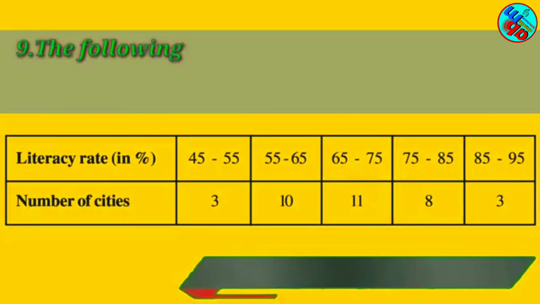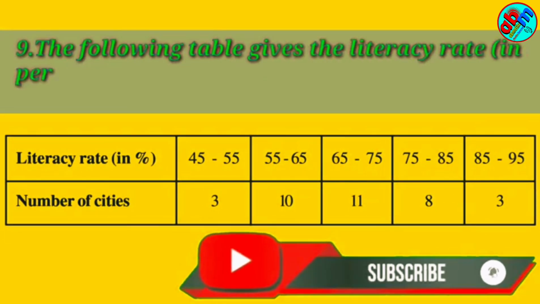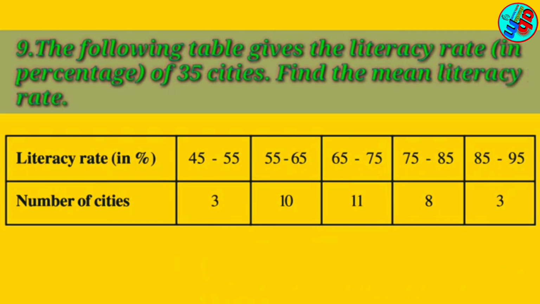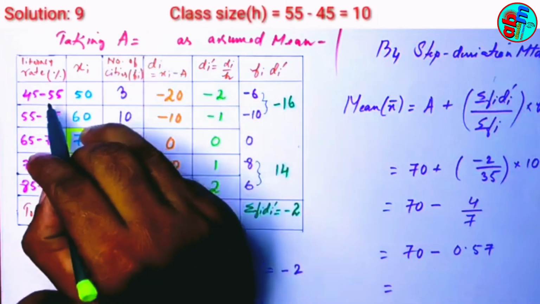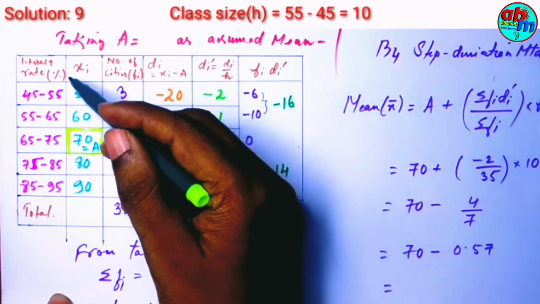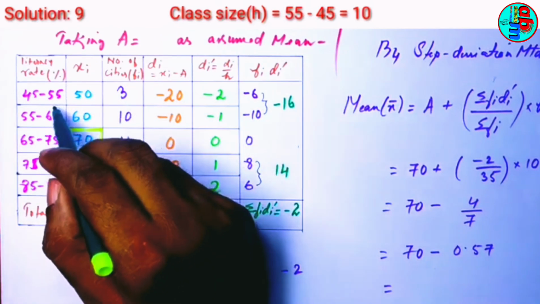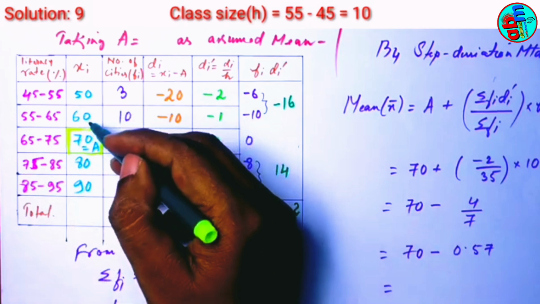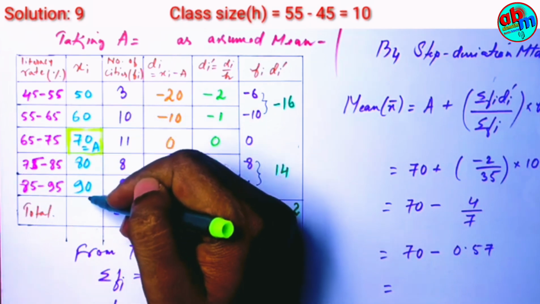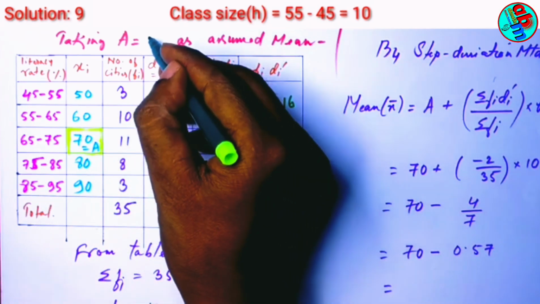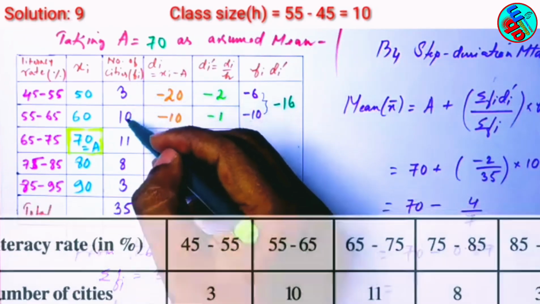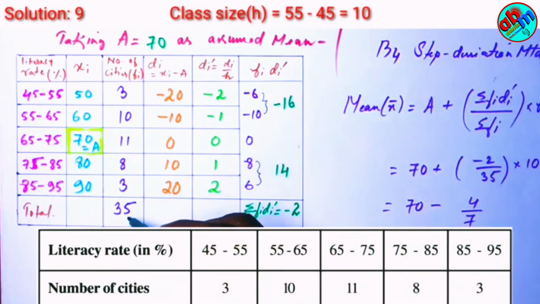Here is another question. The following table gives the literacy rate in percentage of 35 cities. Find the mean literacy rate from the given table. So let us solve it. Here we have class size 55 minus 45 is 10, and we have the xi value here. 45 plus 55 is 100, divided by 2 is 50. 55 plus 65, we add and divide by 2, we get 60, and similarly all the values. We take 70 as our a value, which is the assumed mean. The number of cities, that is frequency, is given as 3, 10, 11, 8, 3, which gives a total of 35.